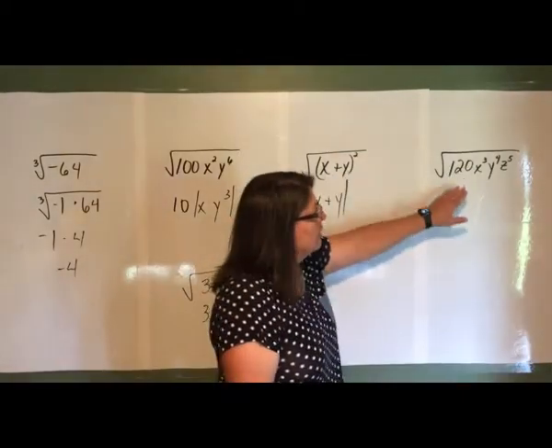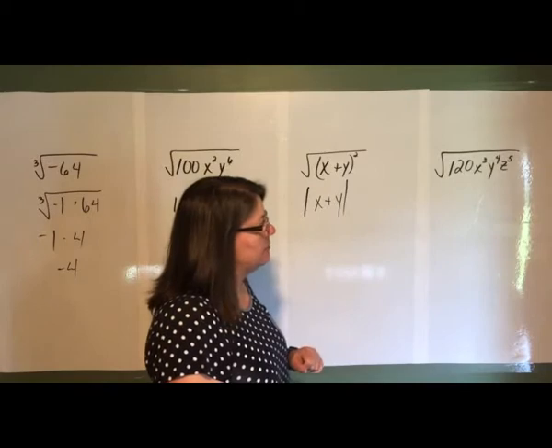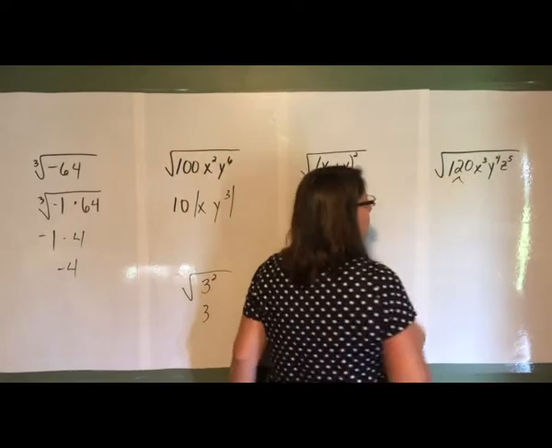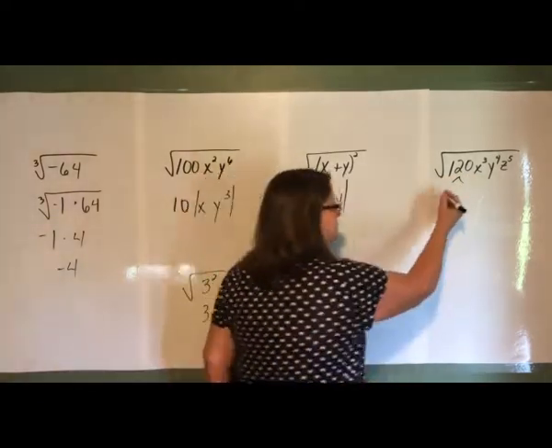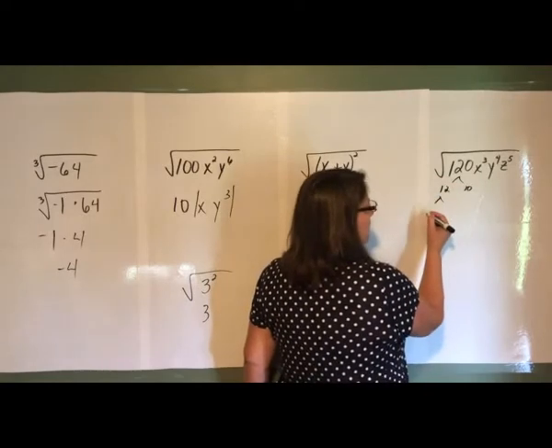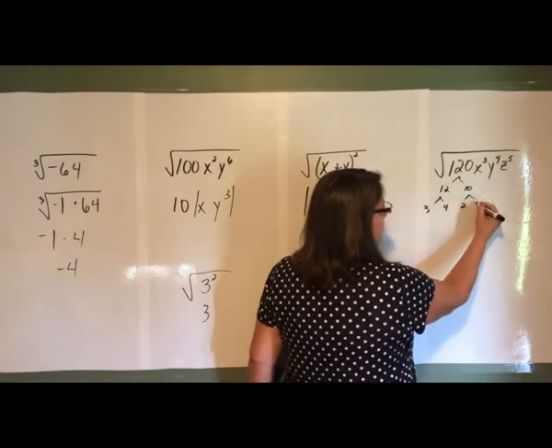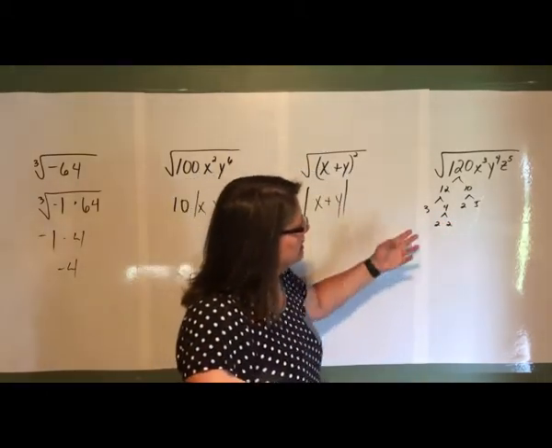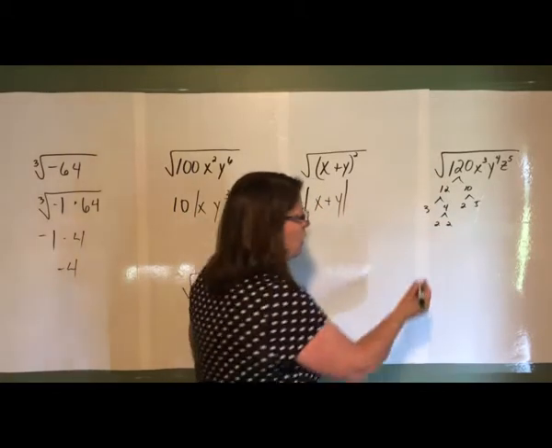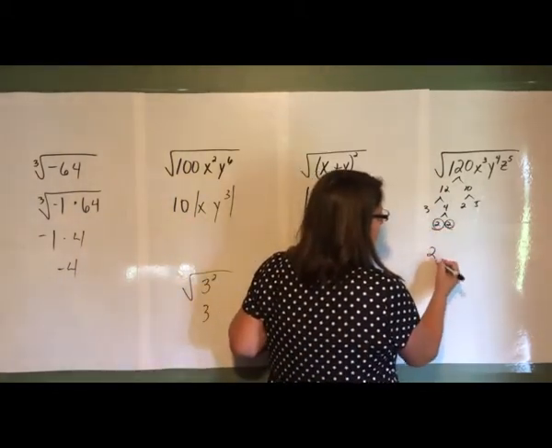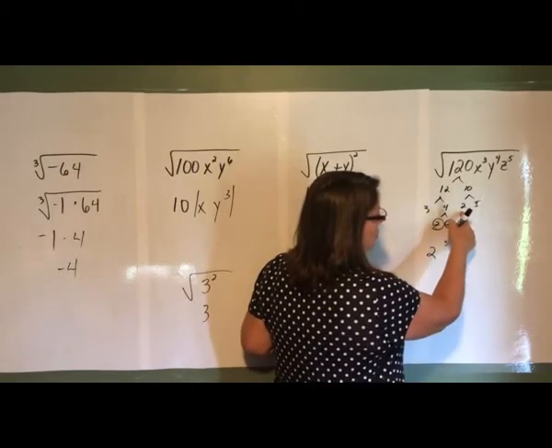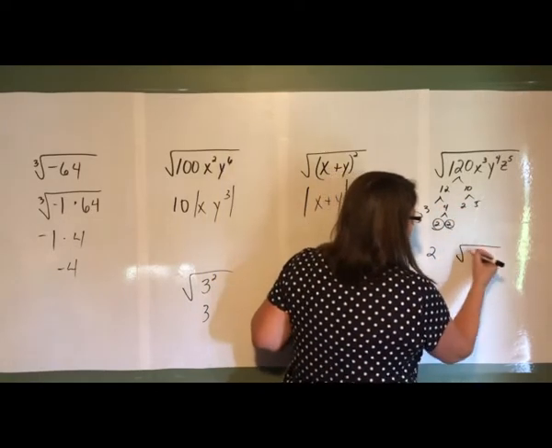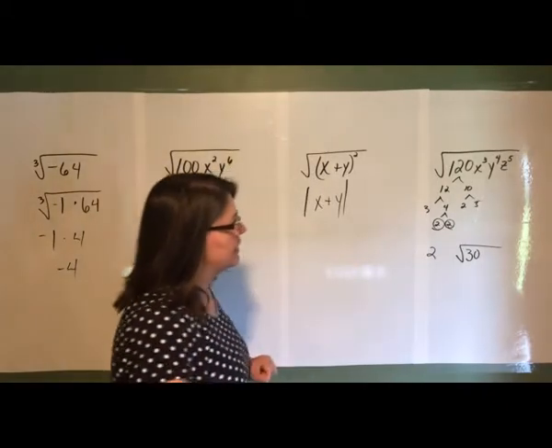And then let's look at the last one here. For this one, I'm going to break things down, bring out what I can bring out, and then see what happens with my variable. So I'll do the number first. Well, 120, that's 12 times 10. 12 breaks down into 3 and 4, 10 into 2 and 5, and then 4 breaks down into 2 more 2's. So anything that shows up twice, I can bring out once. So looks like I can bring out a 2. And then I have a 3, a 2, and a 5 left. Well, 3 times 2 is 6, 6 times 5 is 30. So I'm going to have a 30 left inside. That doesn't break down any further.